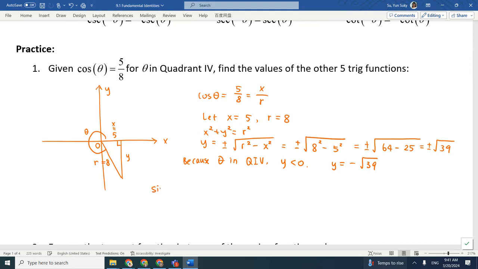Okay? You ready? What is sine in terms of x, y, r? Y over r. Y is negative square root of 39. R is 8. Yes, everybody? Still remember? Okay, now you write the rest. We get sine, and then cosine. We already have cosine. And what is tangent? And what is cotangent? What is secant?